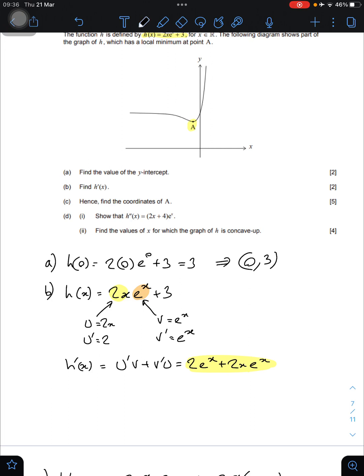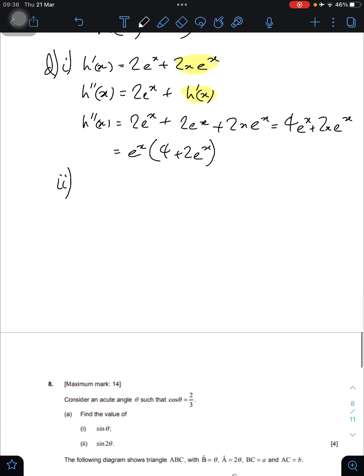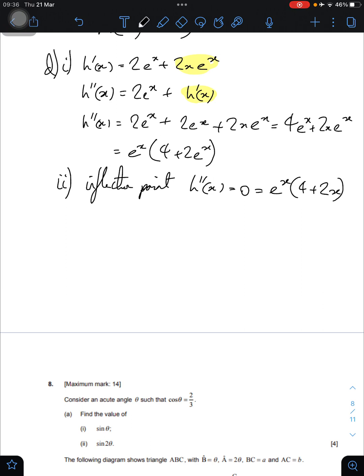So concave up, we're looking for all the points on the curve where it's going up. At this point here, technically it's going down, but it's just a very small slope. So the key part here is we need to find our inflection point. Well, the inflection point is going to be when the second differential equals 0. So we've got e to the x, 4 plus 2x. That should be an x.